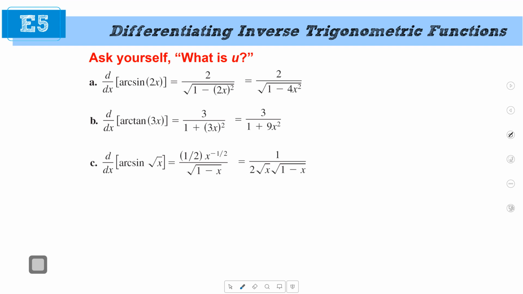It gets a little ugly in C, but still manageable. No fractions within fractions, no negative exponents. I cleaned it up a little bit. Let me explain that last step. What did I do? I just combined the 2 radicals into 1 radical. x times 1 minus x is x minus x squared.